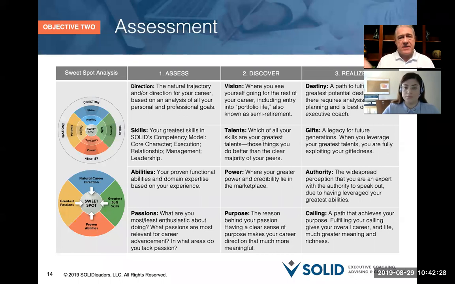Some executives scale all the way to effective CEOs. Most do not. Natural direction. Number 2, your greatest soft skills. So what are your greatest soft skills? You should have a good analysis.